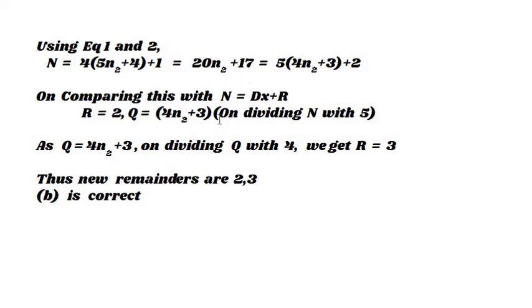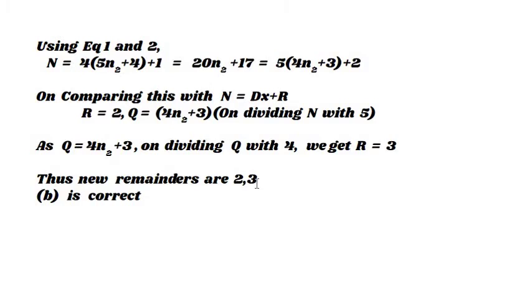Now this quotient is divided by 4, as according to the question. Q is equal to 4n2 plus 3, so if this q is divided by 4, the quotient will be n2 and the remainder will be 3. You can compare it with n equal to dx plus r. So the correct answers are 2, 3.